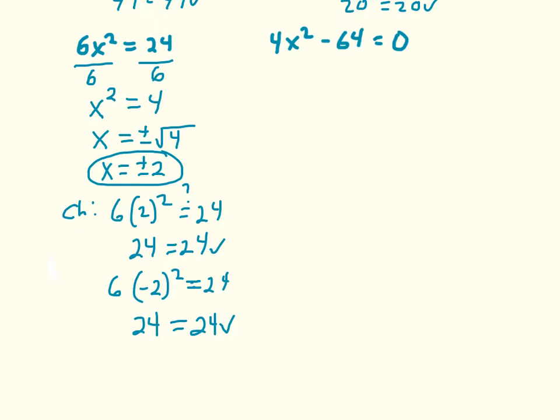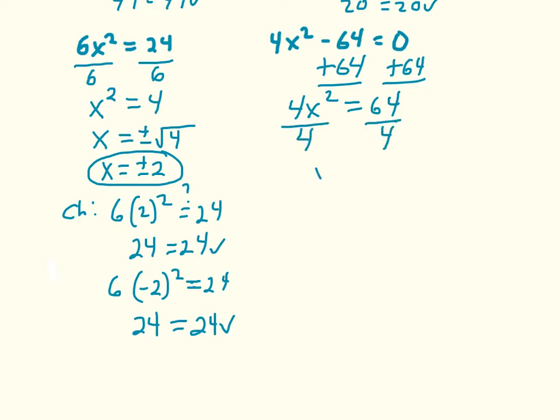Now we could do this one by factoring, but we're going to do it by the square root property. So I'm going to get this 64 to the other side. And that'll make it 4x squared equals 64. I'm going to get the x squared alone by dividing by 4. And I get x squared equals 16. So x equals the positive or negative square root of 16. So x equals positive or negative 4.